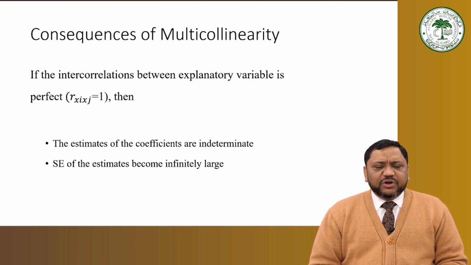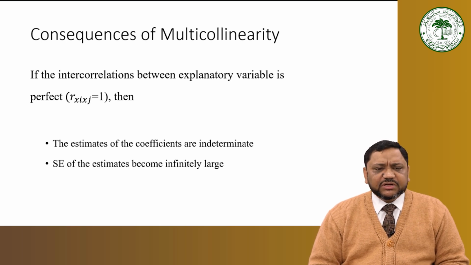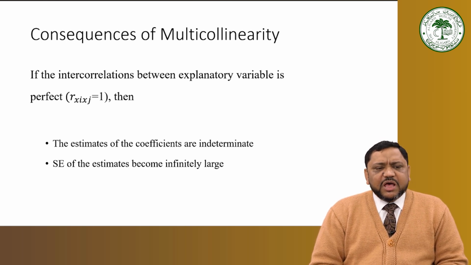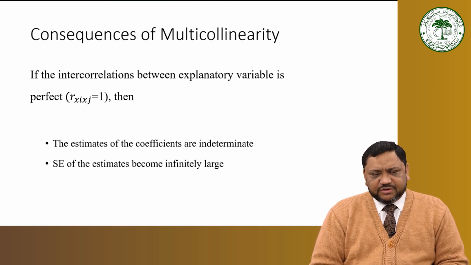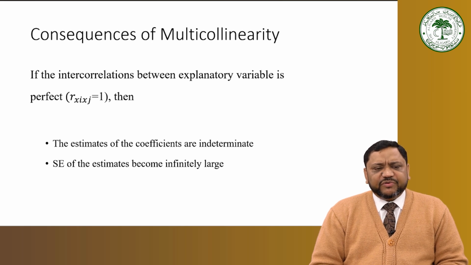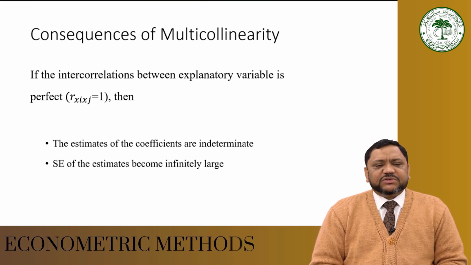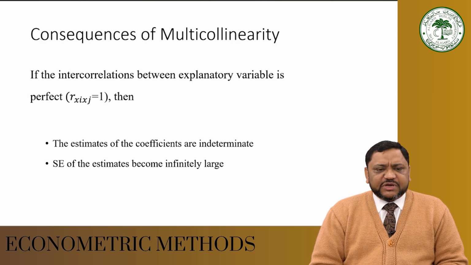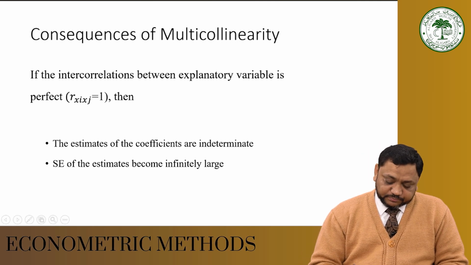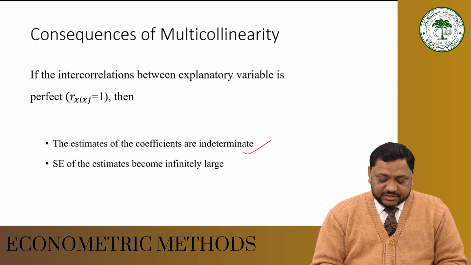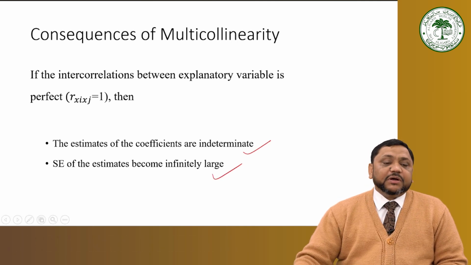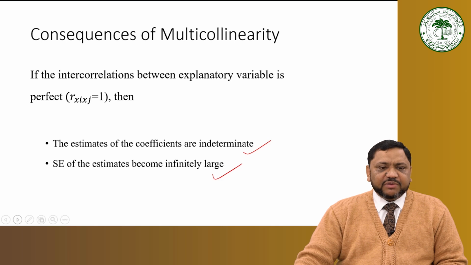What is multicollinearity? When there is a perfectly linear relationship between the independent variables. Now, if the correlation between these explanatory variables is perfect, that is, the correlation between Xi and Xj is equal to 1, then two things happen. The first, the estimates of the coefficients are indeterminate. And second, the standard errors of the estimates become infinitely large. We will have a demonstration of it.